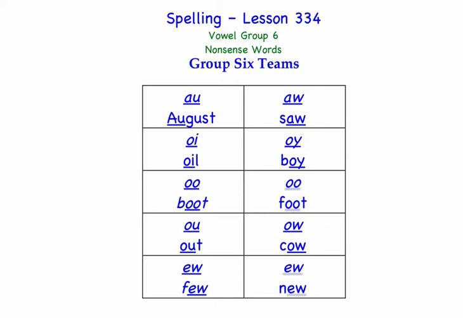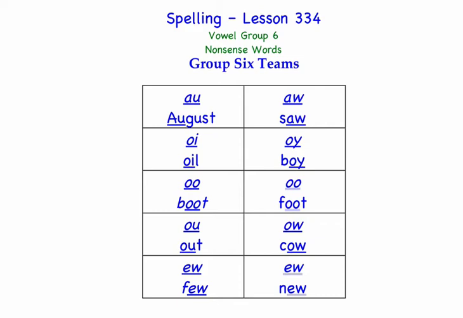OU and OW both represent the same sound, ow. Again, OU will be used at the beginning or in the middle of the word generally, as in the word out, and OW as in cow, we use OW at the end of the word. We also learned OW can represent the long O sound, as in the word blow. When OW represents the long O sound, you would underline OW and place a 4 under it.